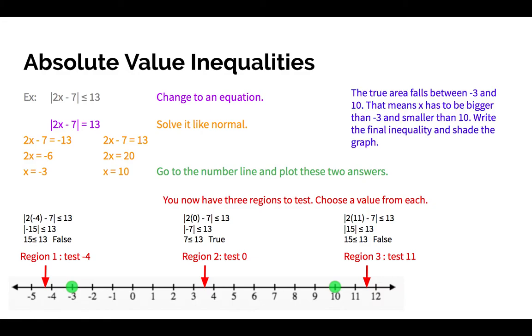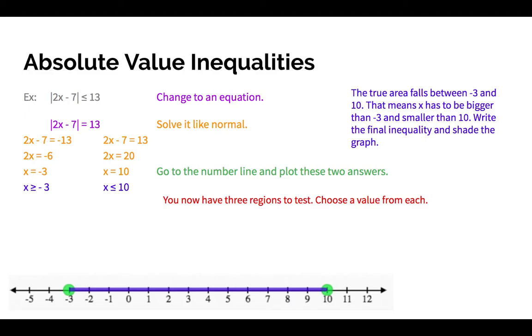So my x is going to be bigger than -3, but also smaller than 10. So I'm going to now write my final inequality. Remember, that's a key step. And I'm going to shade my graph. So x had to be greater than or equal to -3, less than or equal to 10. And there we go.